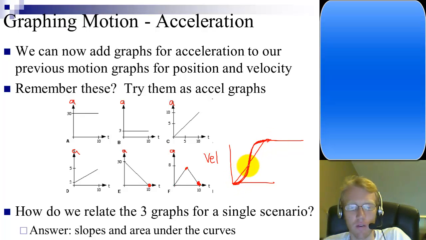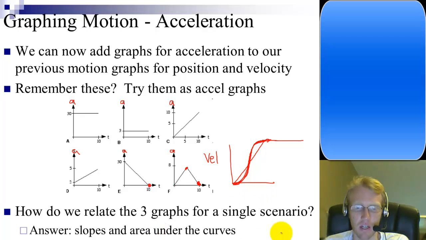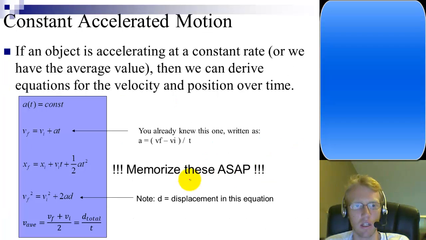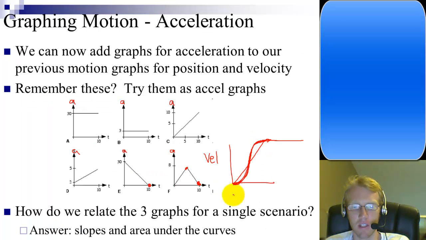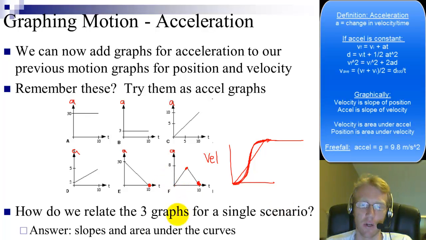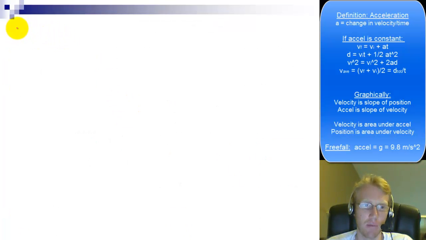Okay, so we can relate the 3 graphs together from position to velocity to acceleration. I need a blank slide for this. Let me add in a blank slide. So how do we relate the 3 graphs together? We're going to look at how you can go from a position graph to a velocity graph to an acceleration graph, and then back the other way again by looking at the slope of the line and the area under the curves.